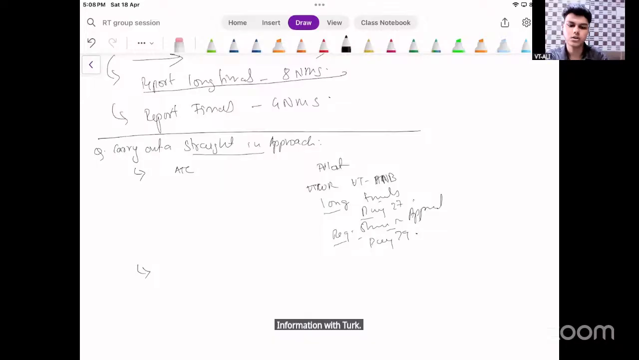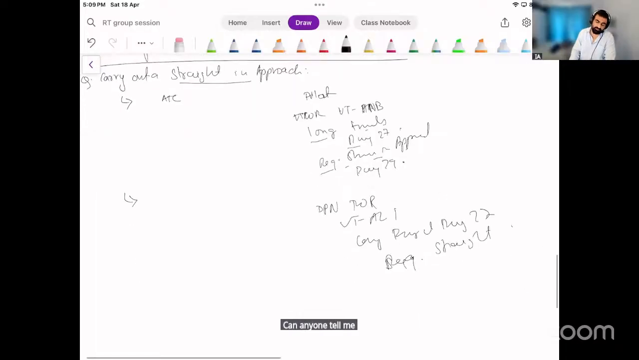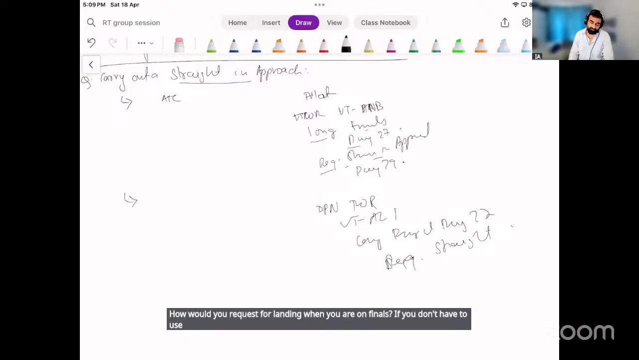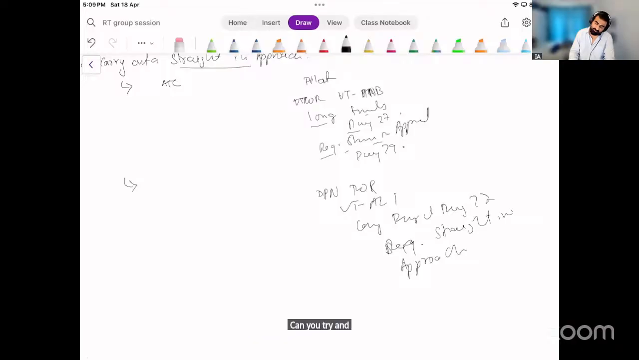Delhi Tower, Victor Tango Alpha Lima India. Long finals, runway 27. Request straight in approach. Can anyone tell me, Dhruv and Ninad, how would you request for landing when you are on finals if you don't have to use straight in approach? So we will just ask for landing instructions. Can you try and frame a call?